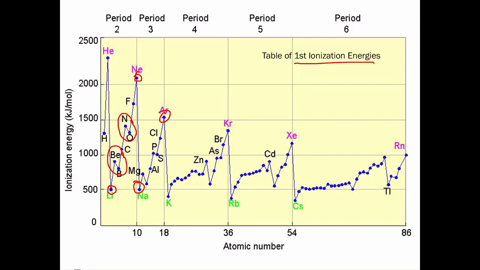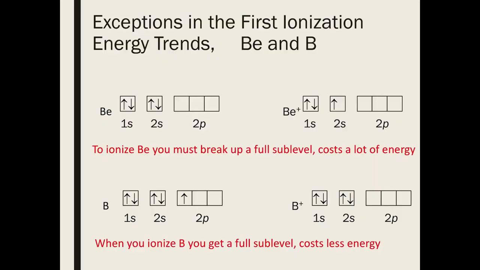And so these are the irregularities that I was talking about earlier. So we're going to talk about each one of these. These two happen for different reasons. So we're going to talk about those. First, we're going to look at beryllium and boron.